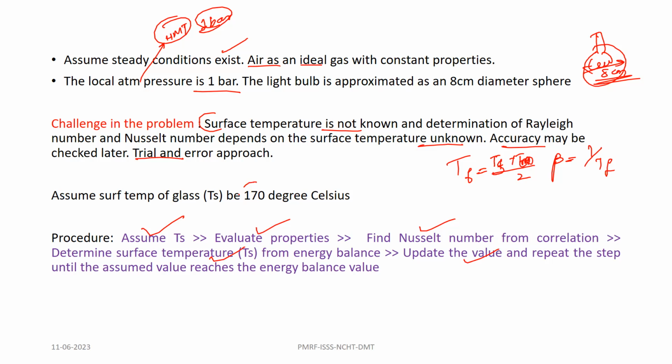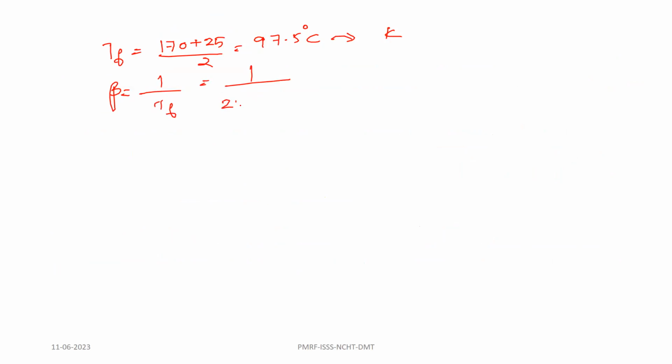So we will assume 170 degrees Celsius. Just assume that 170 degrees Celsius. So what is the bulk fluid temperature? That will be 170 plus the ambient temperature 25, by 2. So that will be 97.5 degrees Celsius, which has to be converted to Kelvin. So beta value will be 1 by TF, so 1 by 273 plus 97.5. That value will be 0.002699. What is the unit of that? It is per Kelvin. Okay, don't forget that.